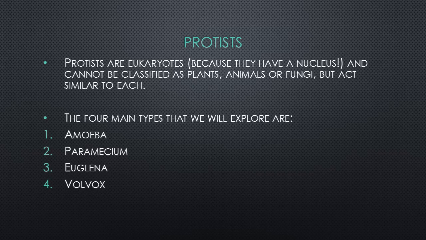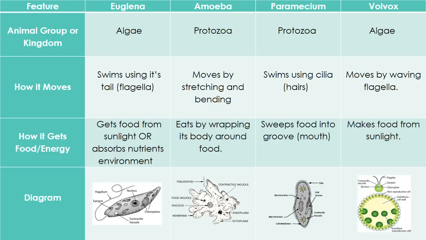So the four main types that we explored in our card layout and the lab are amoeba, paramecium, euglena, and volvox. So this is an overview basically of your card layout. So the euglena and the volvox are similar in that they are in the group algae, and they are also similar in that they get their food from sunlight. So because they're types of algae, they require photosynthesis to get food.